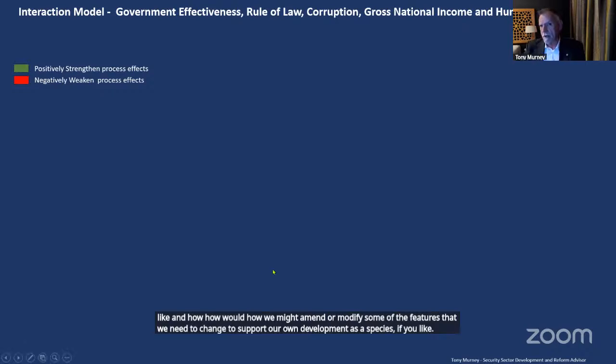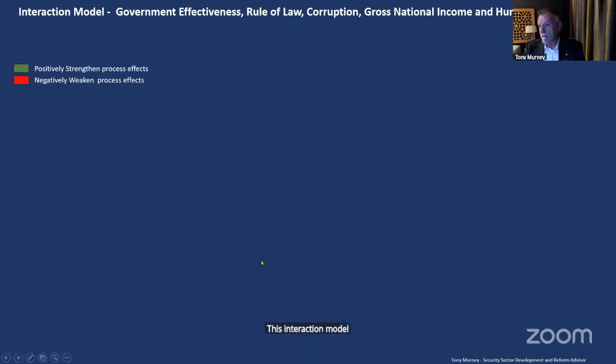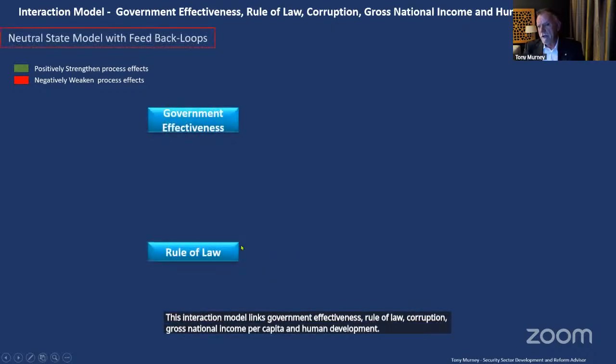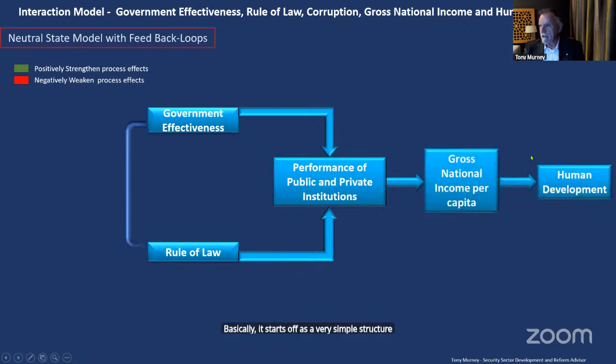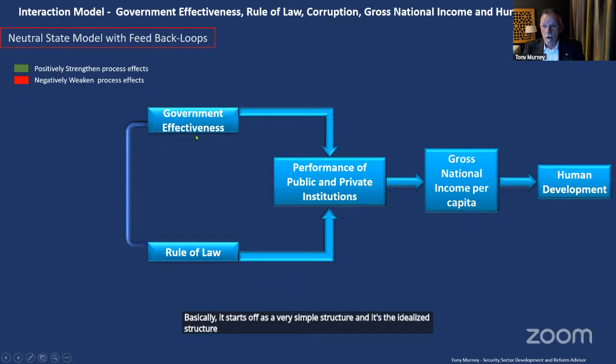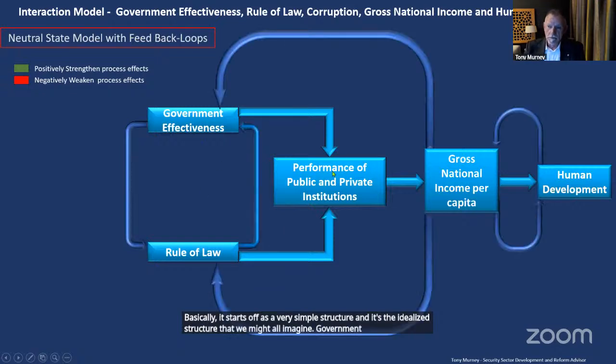This interaction model links government effectiveness, rule of law, corruption, gross national income per capita, and human development. It starts off as a very simple structure, the idealised structure that we might all imagine. Government effectiveness and rule of law provide a basis for the strong performance of public and private institutions. If they're working well, that provides a stimulus for gross national income, and if that's working well, that spills over to human development, and then it works the reverse way.